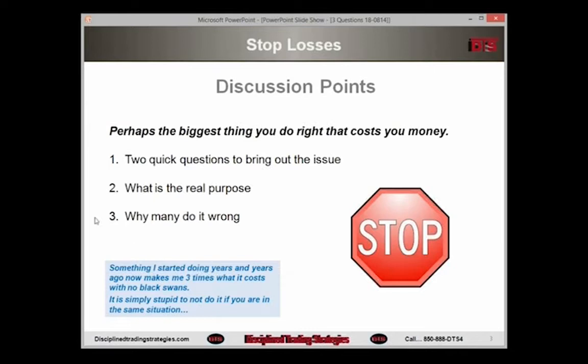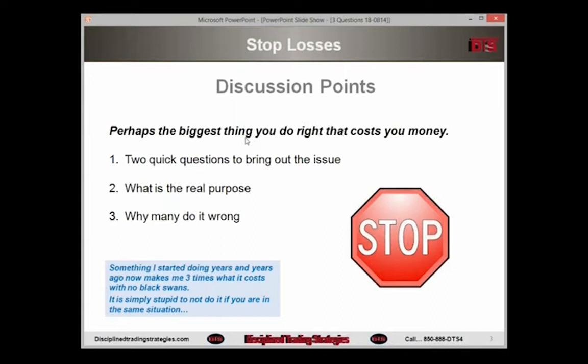Discussion points. These are the things I'm going to talk about. 2 quick questions to bring out the issue. I feel that stop losses can be perhaps the biggest thing you do right that costs you money. I started talking about this many years ago, and the place I was at when I started talking about it, I really couldn't even talk about it as I wanted to, because it's such a taboo topic. And since I've started talking about it, I see some other people do now occasionally, but I think this can be one of your greatest sources of pain, is following stop losses.